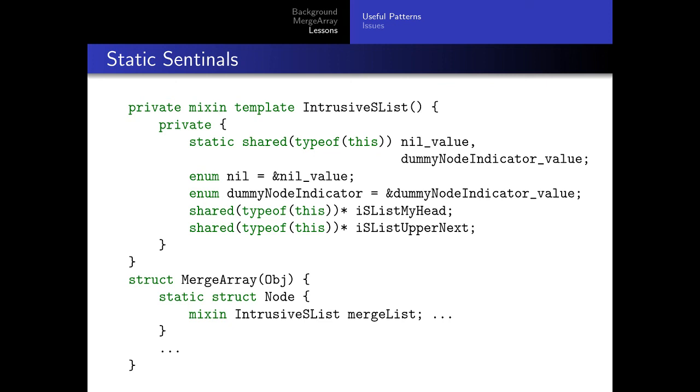I also was able to do just some static values for sentinels that mean different things depending on context, values for pointers that aren't actually pointing to something meaningful, but I could just use an enum that's an address to one of these values and it'll work nicely.